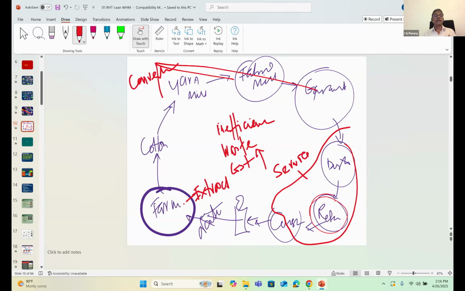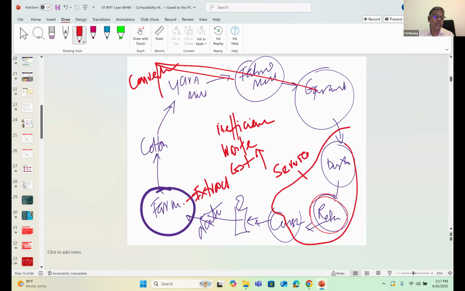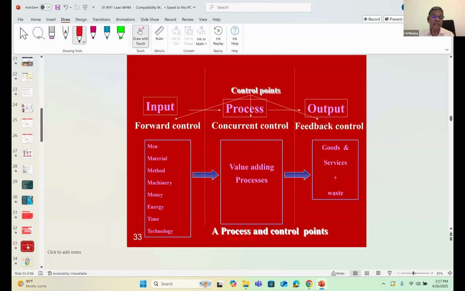What is the answer to this then? How do you control the cost? How do you manage the cost in terms of supply chain management? That is where the issue was. And we discussed further the model of a process. A process is an activity or set of activities which will transform inputs to outputs.